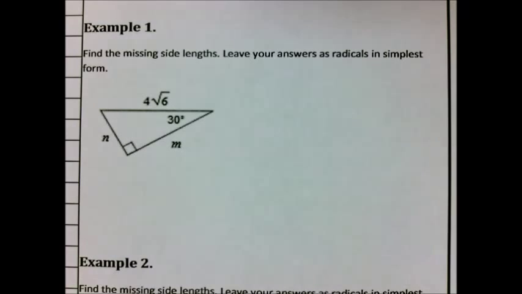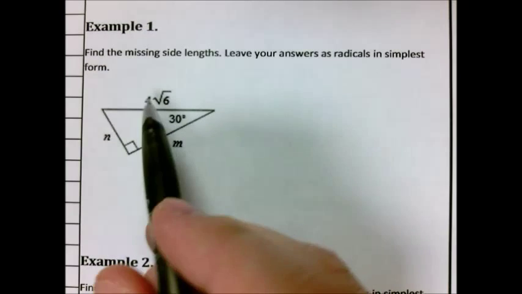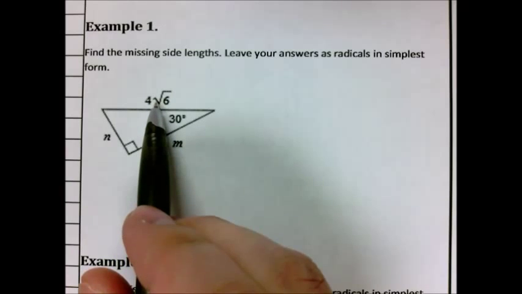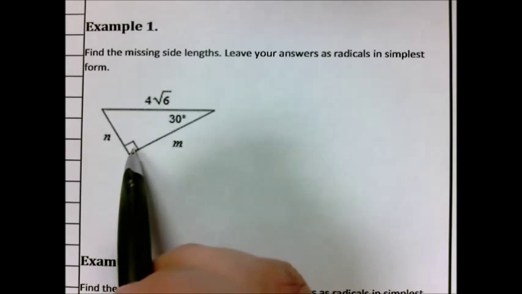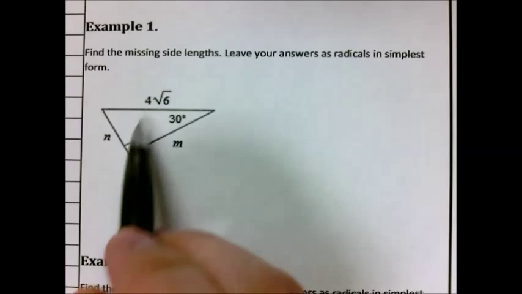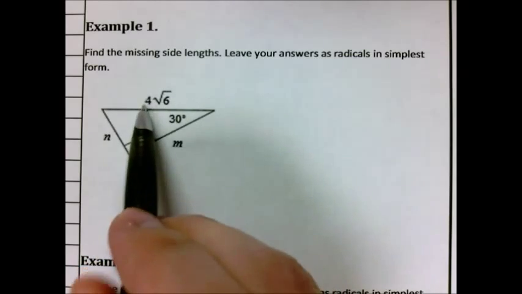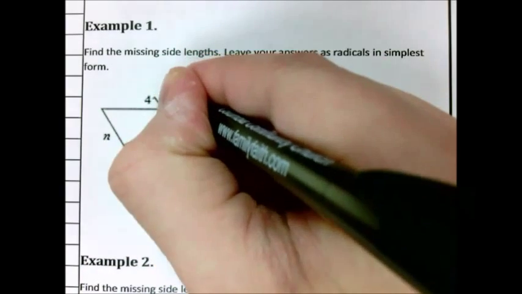Alright, example 1 says to find the missing side lengths, and we need to leave our answers as radicals in simplest form. So here's the information we know. Remember, the first step is to identify all sides. The hypotenuse is the length across from the right angle, so 4 times the square root of 6 would be our hypotenuse.